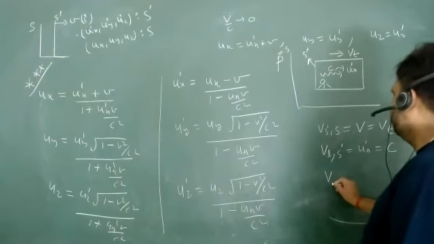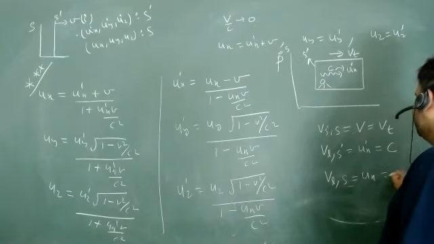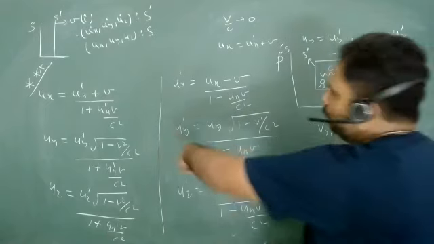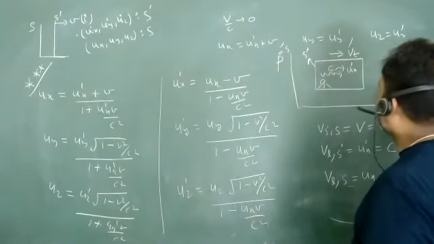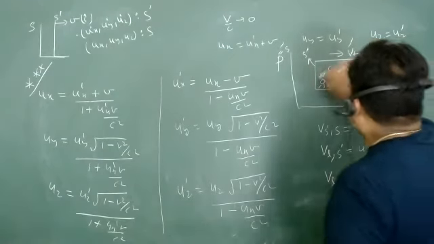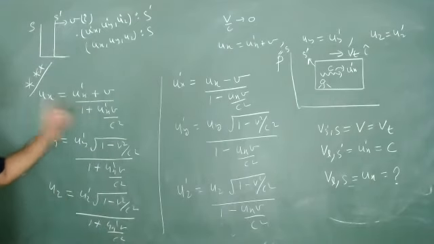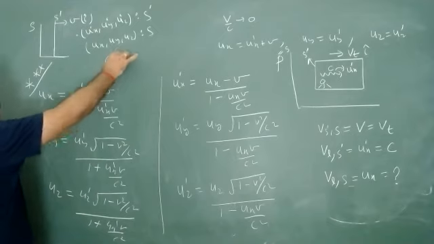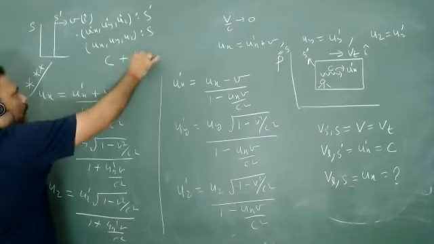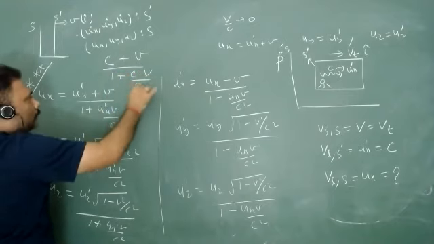And now we have to find the speed of the light pulse with respect to S, that is ux. Which formula are we going to use? We are going to use this formula, because the light pulse is moving in the x direction and this v is also moving in the x direction. And when we use this formula, look at how beautifully it works. So what is ux? It is c plus v, divided by 1 plus c times v upon c square.